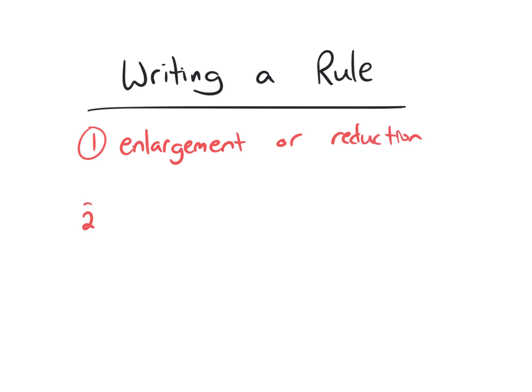What do you think the second thing we need is? The size, right? We need what that scale factor is: how much it's getting bigger by or how much it's getting smaller by. So two things we need for that rule: we need to know if it's an enlargement or a reduction, and then what the scale factor is. With these dilations, do you think it matters which one you start with?